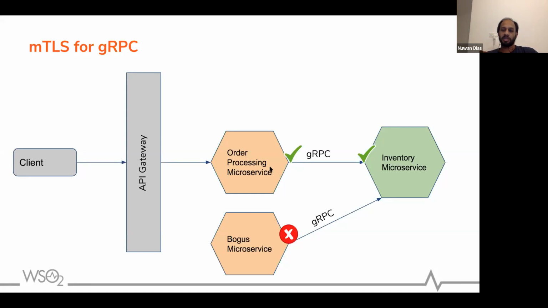That is by enforcing mutual TLS between these two services. In a TLS scenario, the order processing service will validate the server, in this case the inventory service. But here we want TLS both ways, meaning mutual TLS. At the inventory service, we also want to validate that it is actually the order processing microservice that's talking to it. So mutual TLS is one way of ensuring this. We'll walk through a sample of using mTLS for securing the communication between these two microservices.